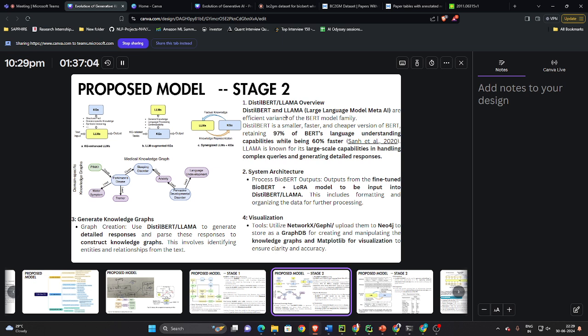And the second part is Llama. Llama is known for its large-scale capabilities, handling complex queries, and generating knowledge graphs. Which one to use and why, to create these knowledge graphs.